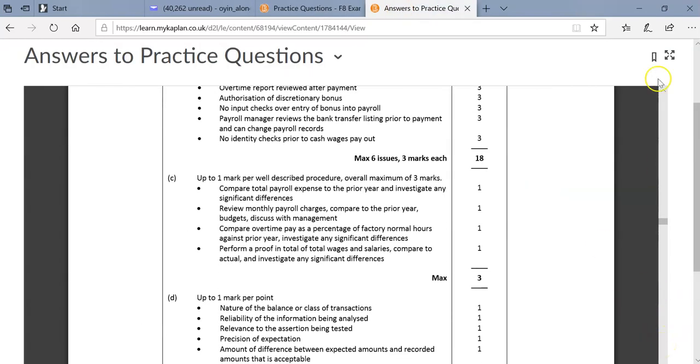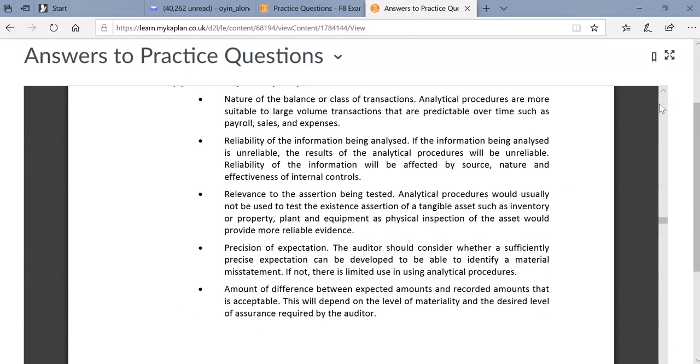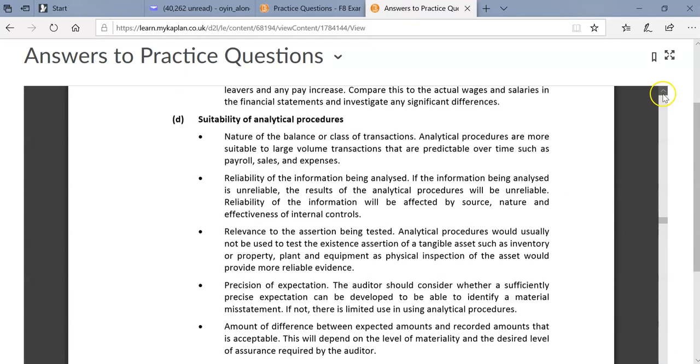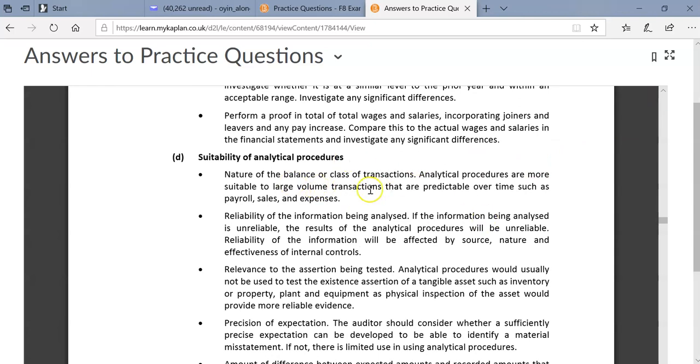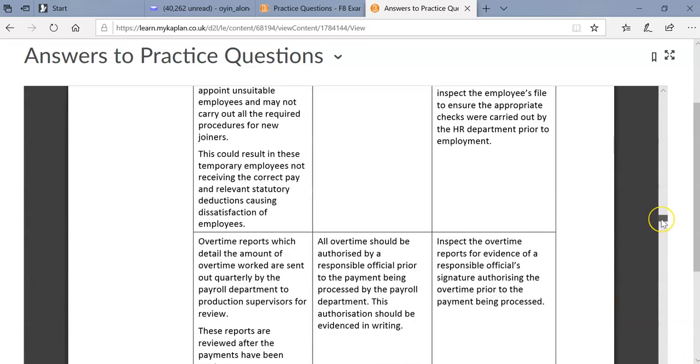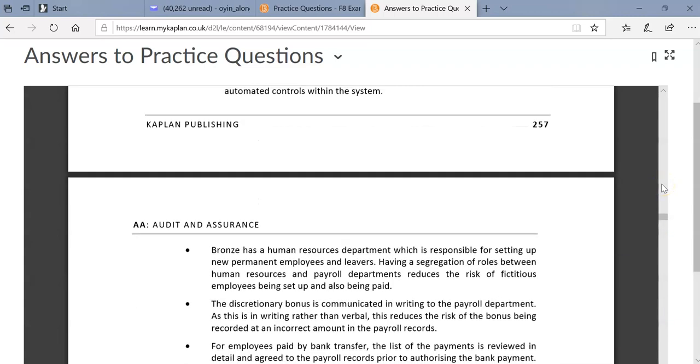Where they're going with this. Yeah, so nature of the balance, okay, suitable to large volumes: sales, like I said, payroll, expenses, so all income statement you can see. We can analyze the information. Relevance analysis can be used to test... so they're talking in general, actually. I was still focusing on payroll. Yeah, I think that's sufficient for that. One second, let me see. Just go back up there.